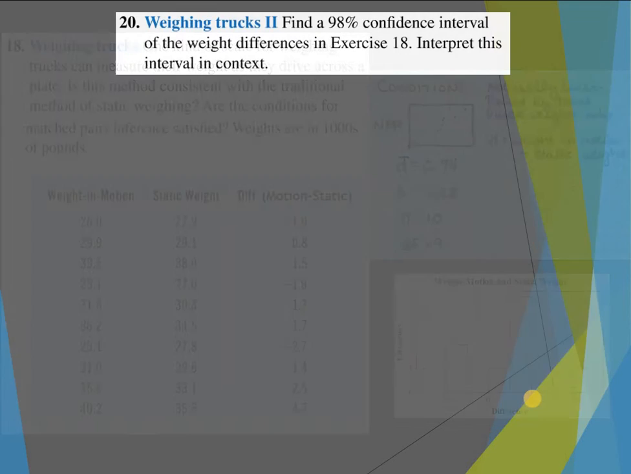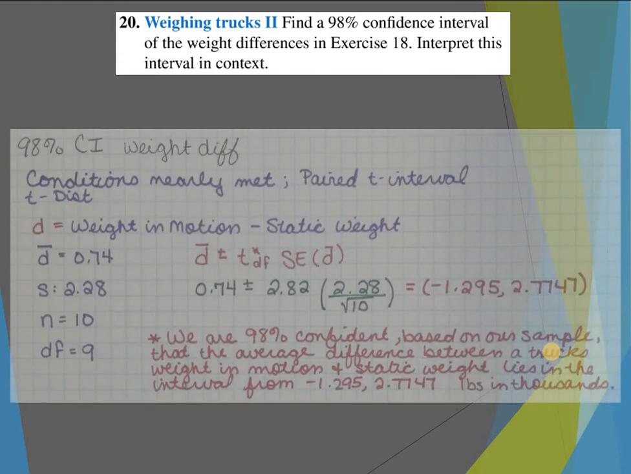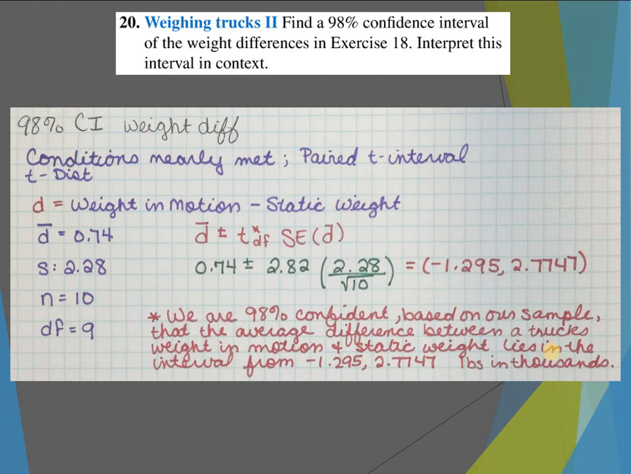Don't just say, hey, nope, yup, moving on with life. Start off by saying that the assumptions and conditions were almost met, nearly met, not met. If there's a problem, say there's a problem. We're doing a paired t-interval, t-distribution. We have all of our little bits and pieces that I previously identified.